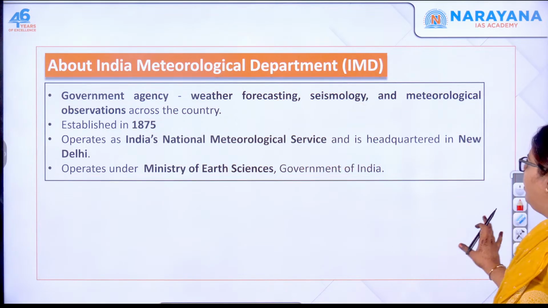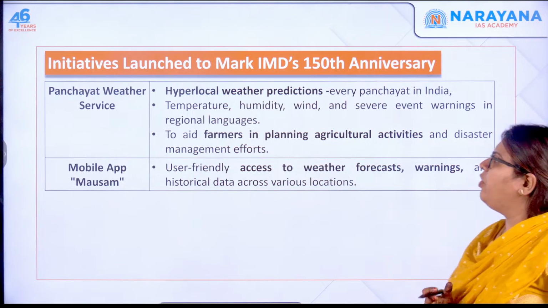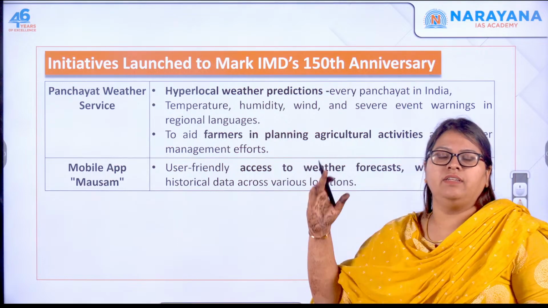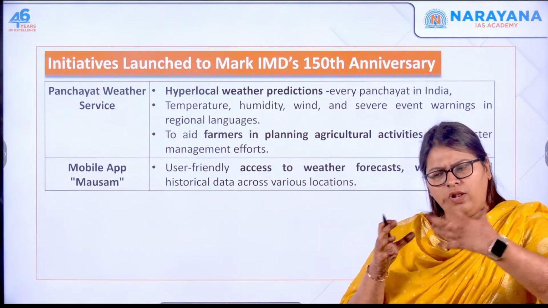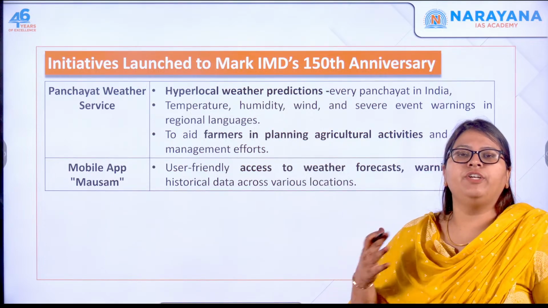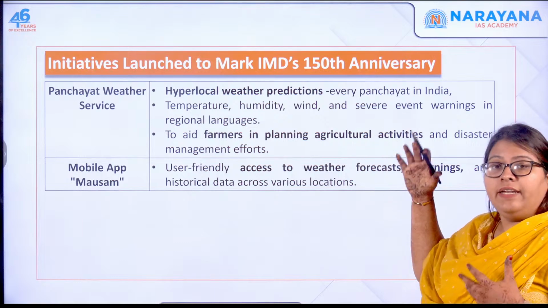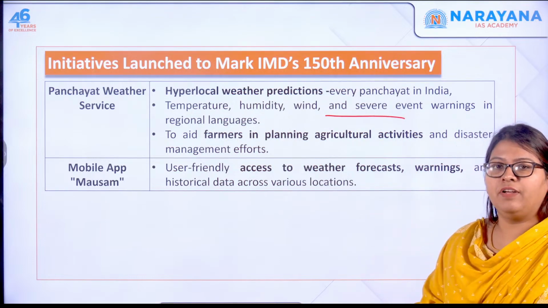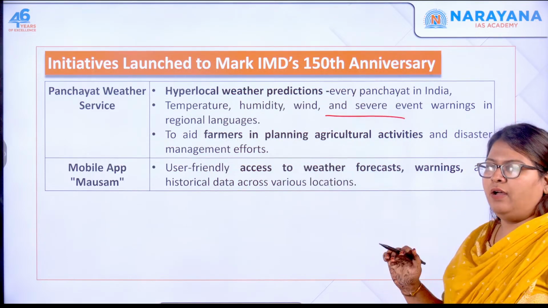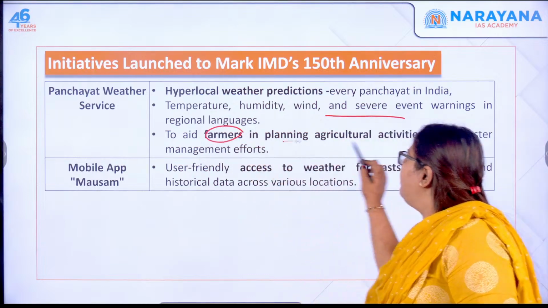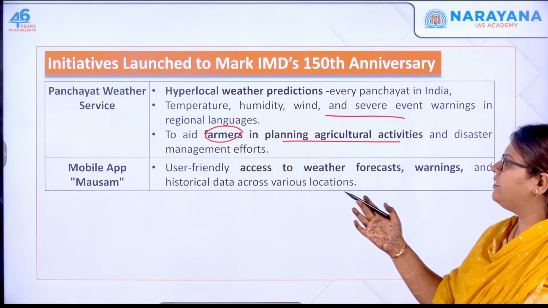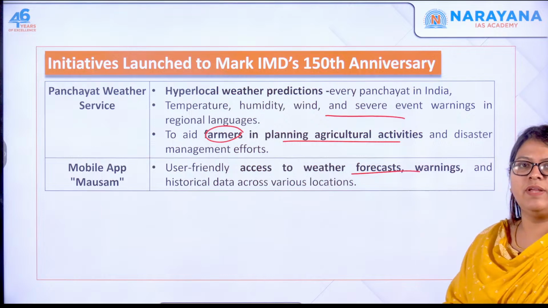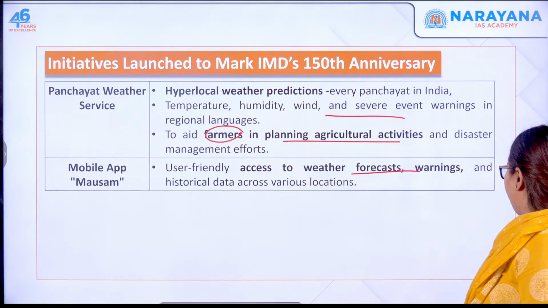This is IMD. Moving forward, an initiative that is brought forward is the Panchayat Weather Service. This basically aims at providing hyper-local weather conditions to every Panchayat in the country. It includes humidity, temperature, wind, and other severe weather warnings. It also aids the farmers in planning agricultural activities better. The next one is the mobile app Mosam. This app brings weather forecasts, warnings, as well as historical data sets.